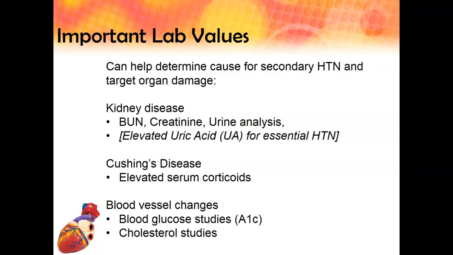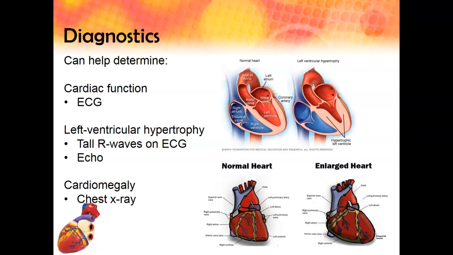So total cholesterol, HDLs, LDLs, and your triglycerides. Diagnostically, to look at cardiac function, we can do an ECG. If we're looking for left ventricular hypertrophy, and that's the thickening, you're going to see tall R waves on an ECG. You can also see that thickened muscle on an echo. And to look for cardiomegaly or an enlarged heart, we can see that on a chest x-ray.